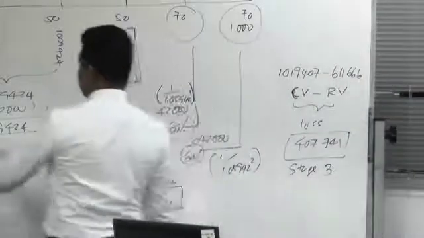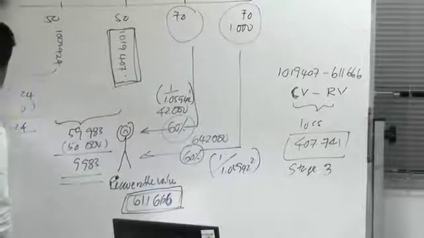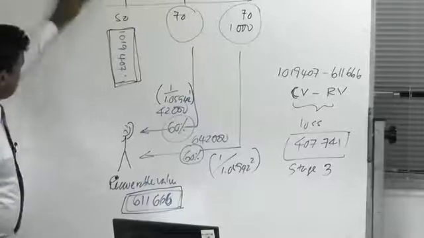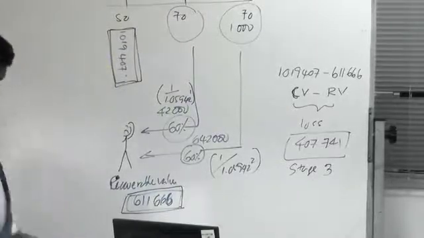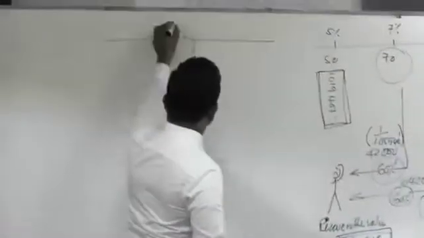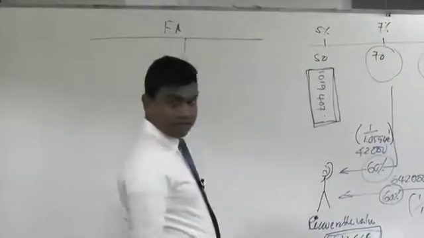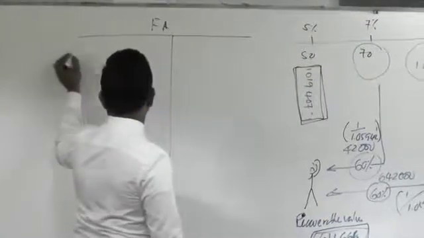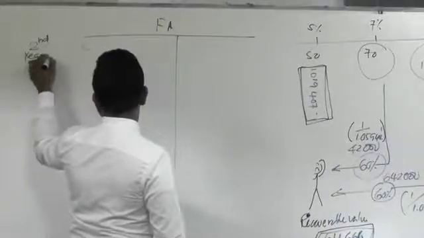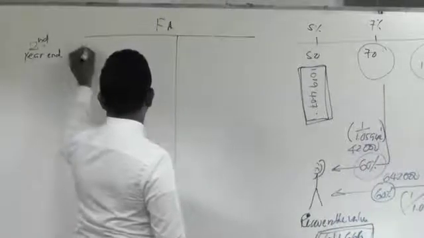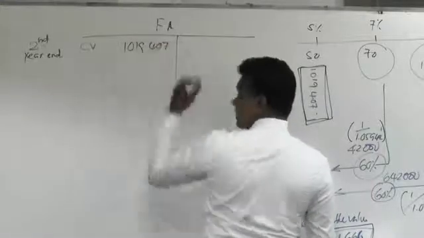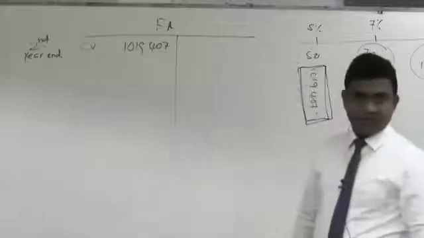Okay, from here I will erase these figures. Right. The financial asset account, right? You had a carrying value at the end of the second year, right? At the end of the second year, your carrying value was 1,019,407 after 2 years, right?